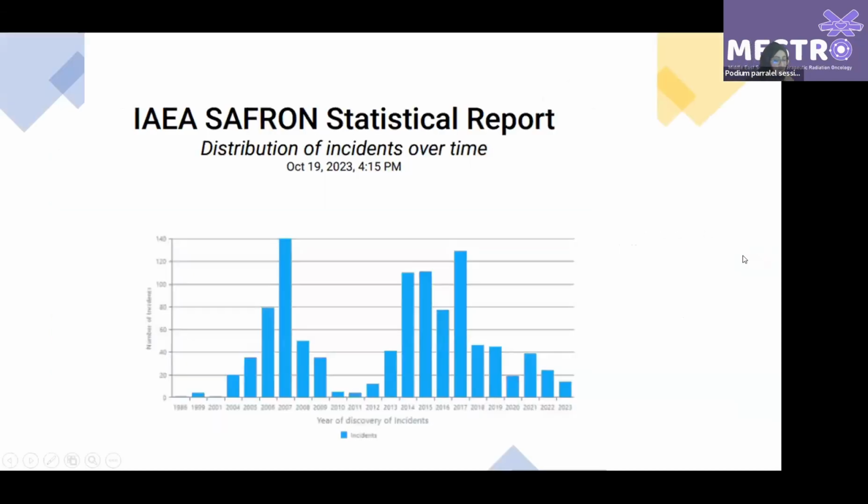This is the distribution of incidents over time based on SAFRON from all these years, and you can see the number of incidents. This year is still not yet finished, and I downloaded this picture in October. Here, I think there was a slightly lower number of incidents. I would assume it was because of the COVID era at that time. But I think people are reporting because they also want to learn from other people.